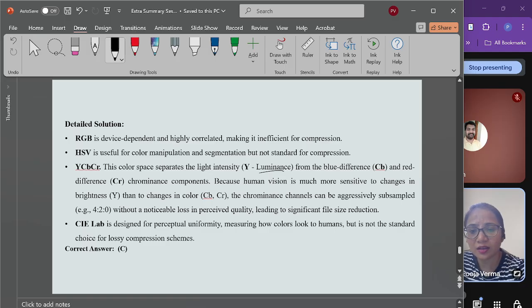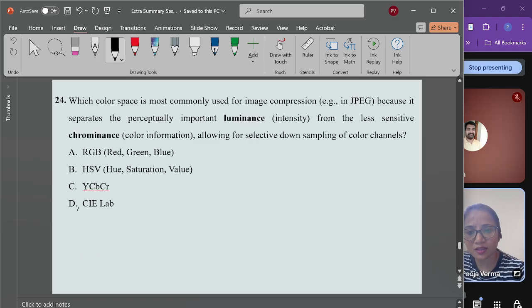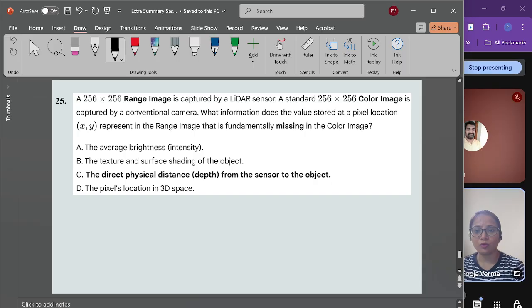And CIE Lab is designed for perceptual uniformity, measuring how colors look to humans, but it is not a standard choice for lossy compression schemes. The correct answer is C. The YCbCr model is used for image compression, like JPG or PNG. So the YCbCr model has been used. Okay.